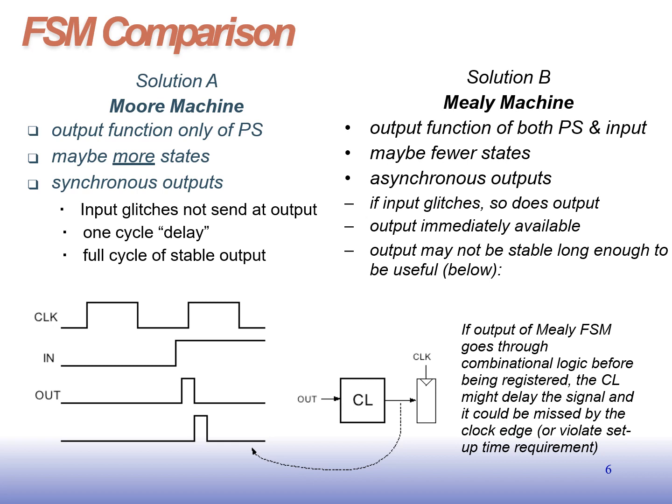The Mealy machine output is a function of both the present state and the input. It may have fewer states. It has asynchronous output. If input glitches occur, the output is immediately affected. The output may not be stable long enough to be useful. There is also a setup time issue, because the output is generated through combinational logic, so this delay will occur.